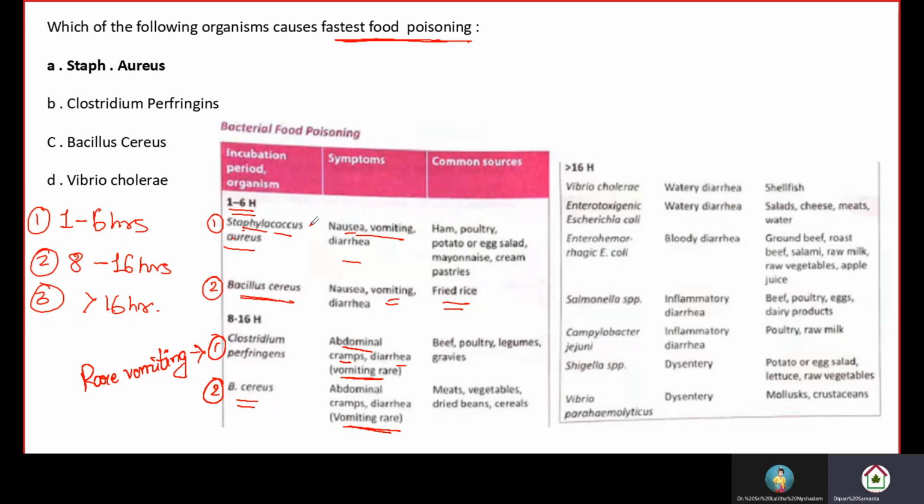But you see, one thing is very important. Nausea is there, diarrhea is there, vomiting is there. Both for Bacillus cereus and Staphylococcus aureus, when the food poisoning is occurring between 1 to 6 hours, there is no abdominal cramp. Abdominal cramp starts after 8 hours. Then it is obviously not Staphylococcus aureus, maybe cereus, maybe Clostridium perfringens.